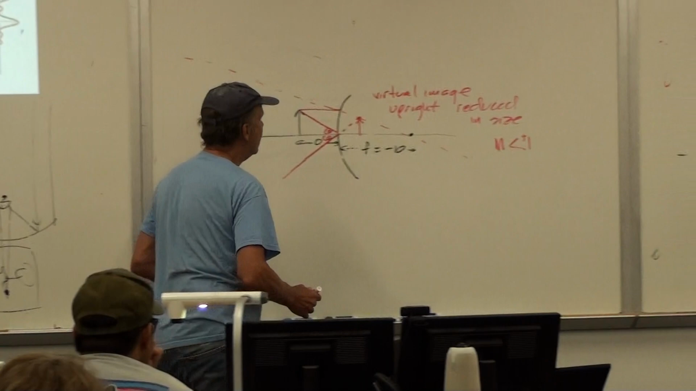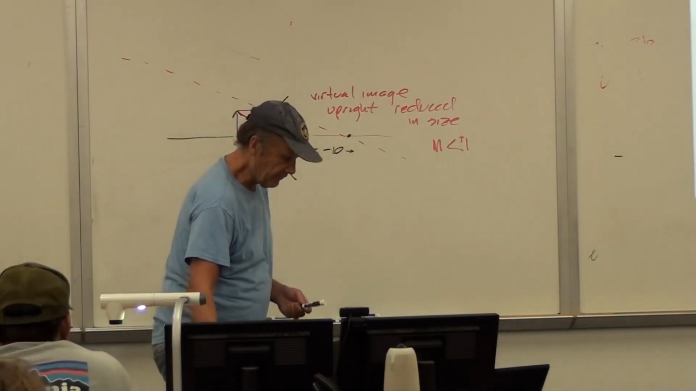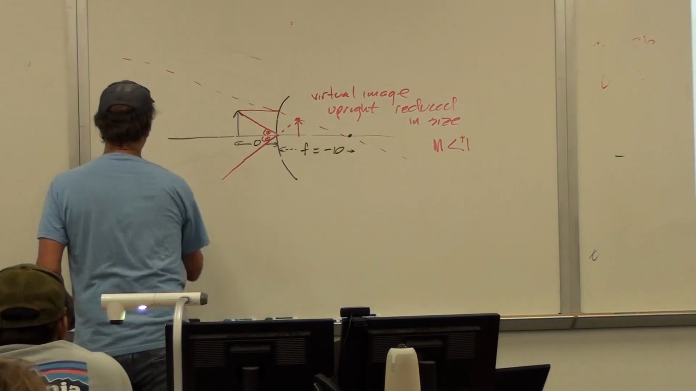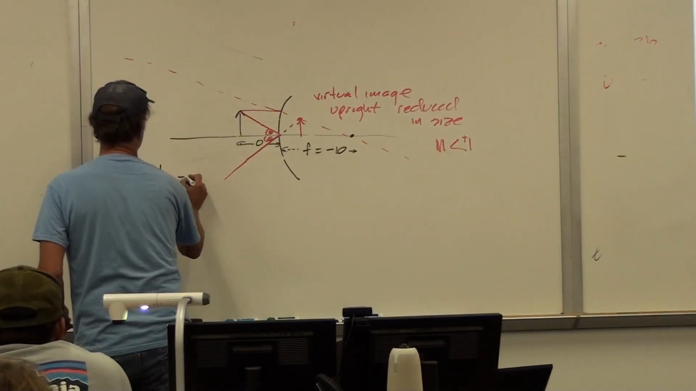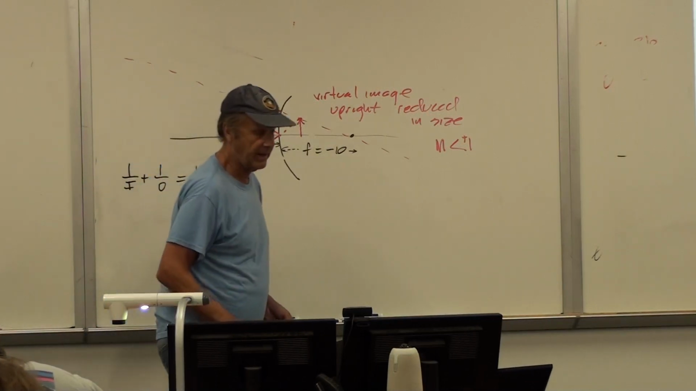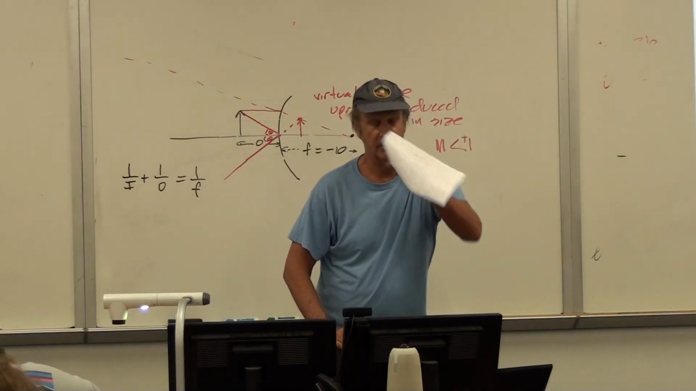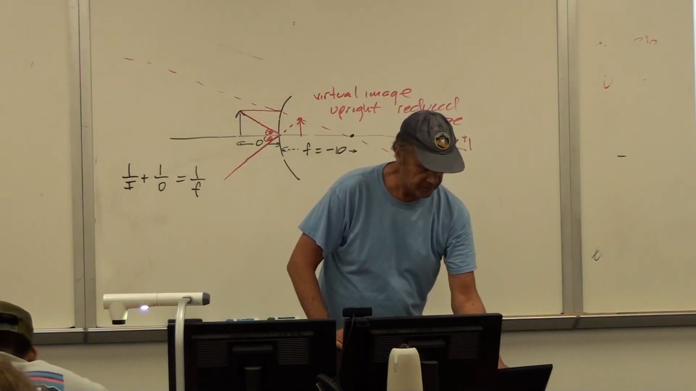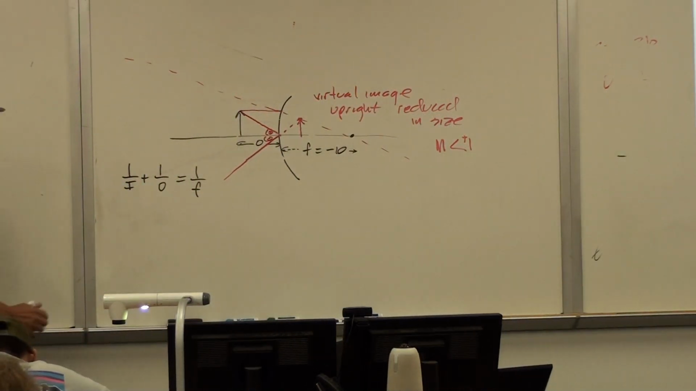Okay, so let's do the math. Surprisingly, for this kind of a mirror, you can still use the same equation. 1 over I plus 1 over O equals 1 over F. And again, the derivation for that is on the front page of this handout that I gave you. If you have any questions about that, let me know. I know some of you are interested in stuff like that.